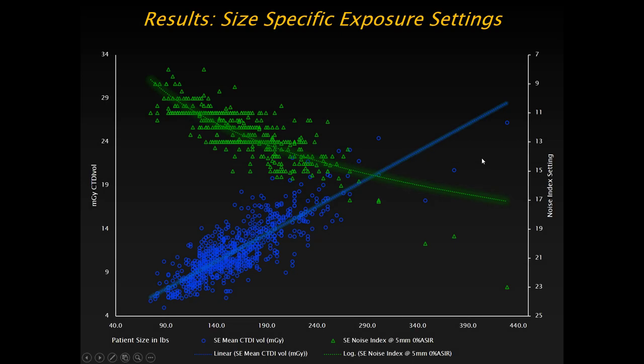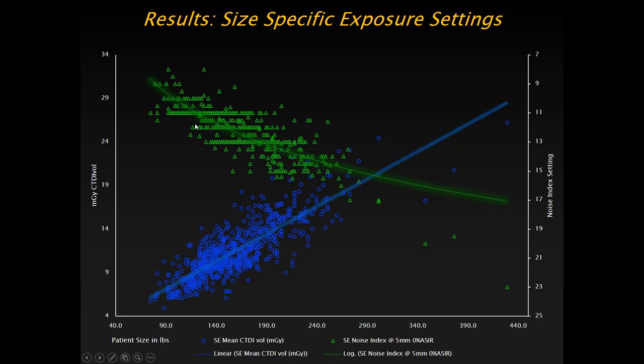So let's take a quick look at some results. This is what it looks like. I've got my CTDI on the primary vertical axis. I have my patient size in pounds on the horizontal axis, and I have my noise index setting on the secondary vertical axis. In the green triangle, I have my noise index setting, and I have a corresponding blue circle for every noise index setting that is my CTDI for a single energy CT.